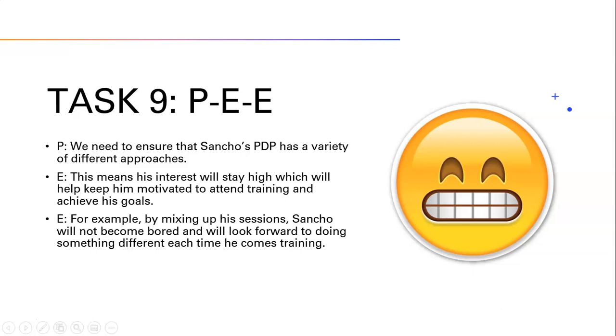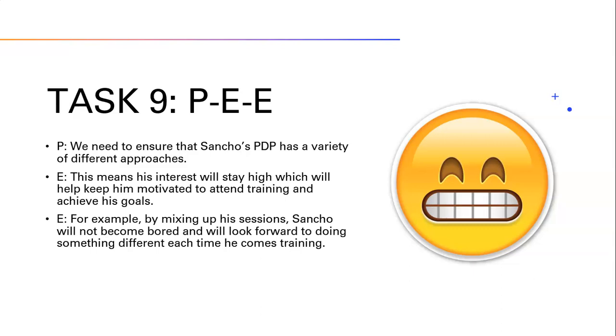Well done on completing that task. Let's now consider the rest of the PEE chain. So as we said, the point was originally given where we're saying that we need to ensure that Jadon Sancho's personal development plan has a number of different approaches. So what is the effect? What evidence would this then show that would help him? Well, this means his interest will stay high, which will keep him motivated to attend training and achieve his goals.